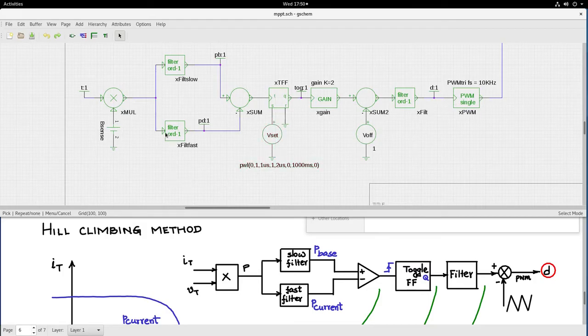Here you see that there are so many new blocks. One is the multiplier, which I already told you about. This first order filter is also a new block. These three first order filters all have the same subcircuit. There is a sigma block, a summer block, plus and minus. There is a toggle flip-flop. How do we do a toggle flip-flop? There is a gain block. This PWM block we have already seen earlier. These are all based on analog behavioral modeling, and they can be easily included as subcircuits in Ngspice.